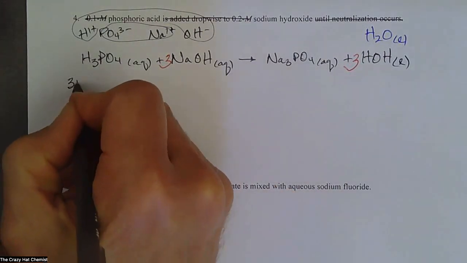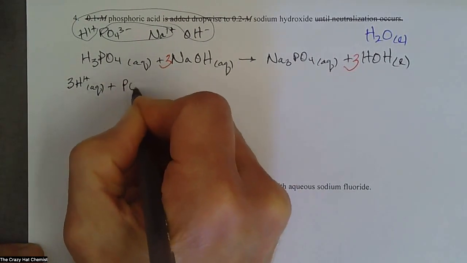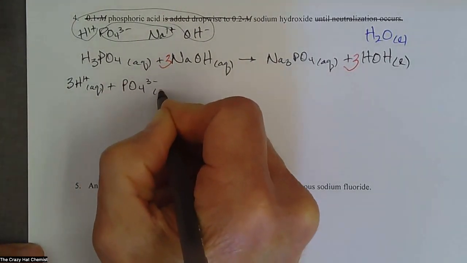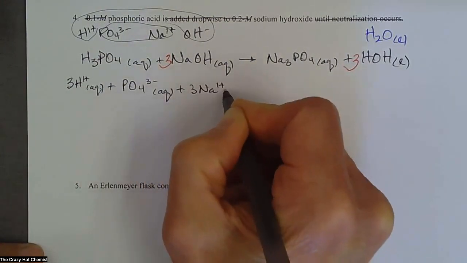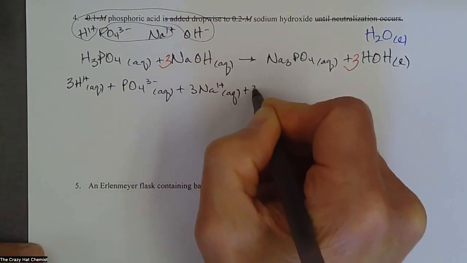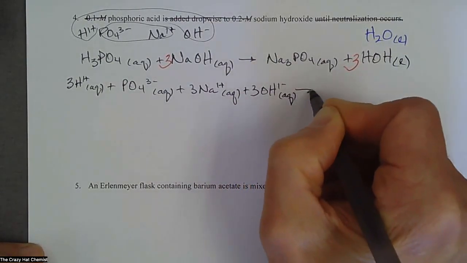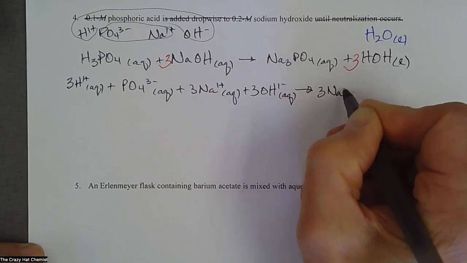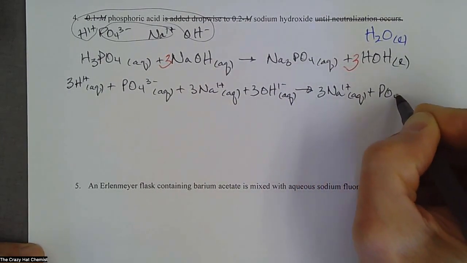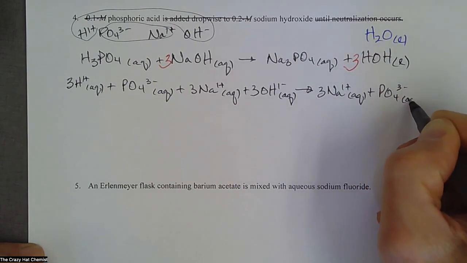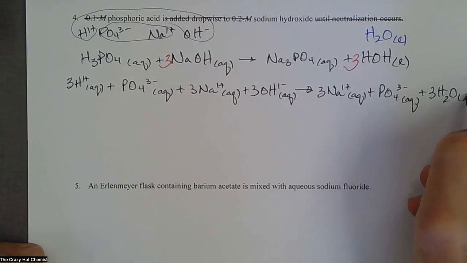So now what we need to do is break apart all the ions in solution. So we're having 3H1+ aqueous, plus 1 phosphate, that's aqueous, plus 3Na1+ aqueous, plus 3OH1- aqueous, yielding 3Na1+ aqueous, plus PO4 3- aqueous, and plus 3H2O, and that's a liquid.